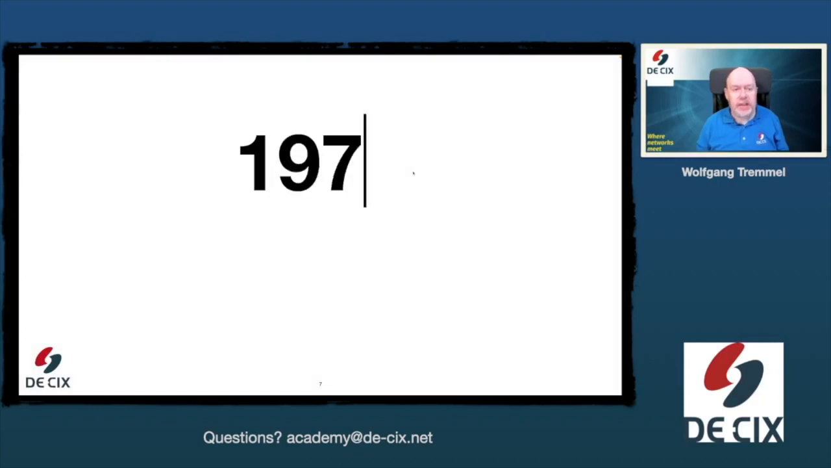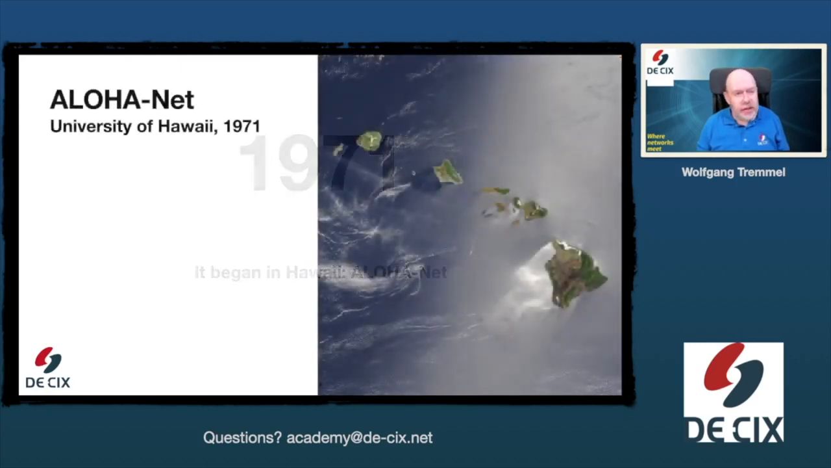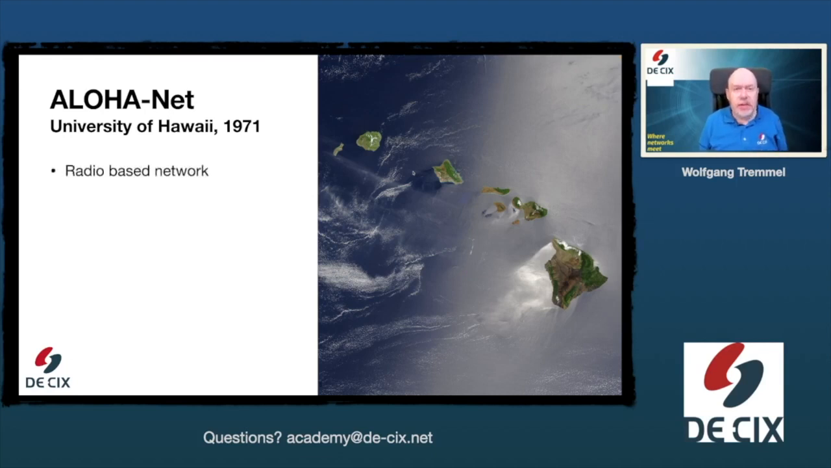Let's go to the year 1971 and let's go to Hawaii. In 1971, the University of Hawaii had a problem. They wanted to interconnect their campus, and their campus was distributed over a number of islands. So they invented a radio-based network. Radio means commercially available small radio transceivers, and they used that to interconnect their sites. Well, talking about a network in these days, it was really slow compared to what we have today.